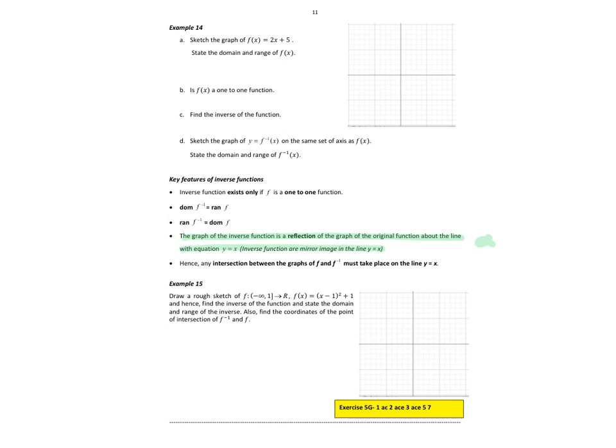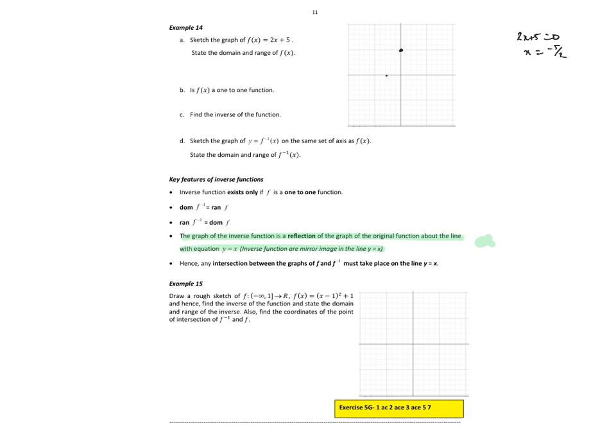All right, let's have a look at another example here. Sketch the graph of 2x plus 5, state the domain and range. It's a positive gradient, and if I find the x-intercept, 2x plus 5 equals 0, x equals negative 5 on 2. So that's negative 2.5. If that's 5, that looks like negative 2.5 there.